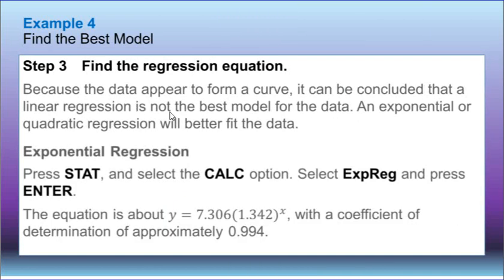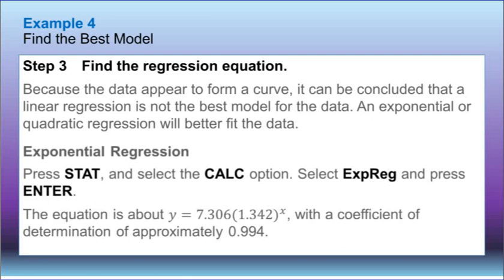Now step 3, find the regression equation. As the data appear in the form of a curve, you conclude that a linear regression is not the best model. It could be exponential or quadratic. So to determine that, we're going to have to test both of them. To do the exponential regression, we're going to press stat, calculate, and then select exponential regression and press enter.